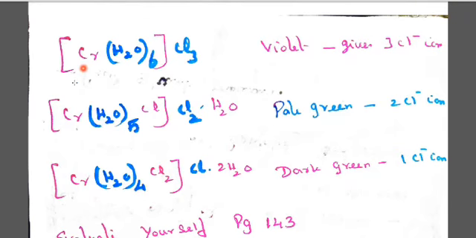Just listen to this. Chromium, chromium, chromium, you write. Water 6, 5, 4. Then no chlorine, 1 chlorine, 2 chlorine inside. Outside 3 chlorine, 2 chlorine, 1 chlorine. In the 3 part I said no water. Here only 2 part of chlorine means add 1 water. Out of 3, 1 chlorine means add 2 water. So like that you remember and write it. Each one giving 3 Cl minus, here 2 Cl minus is a counter ion, here 1 Cl minus is a counter ion. Depending upon the counter ions, the color changes: violet, pale green, and dark green for 1 counter ion.